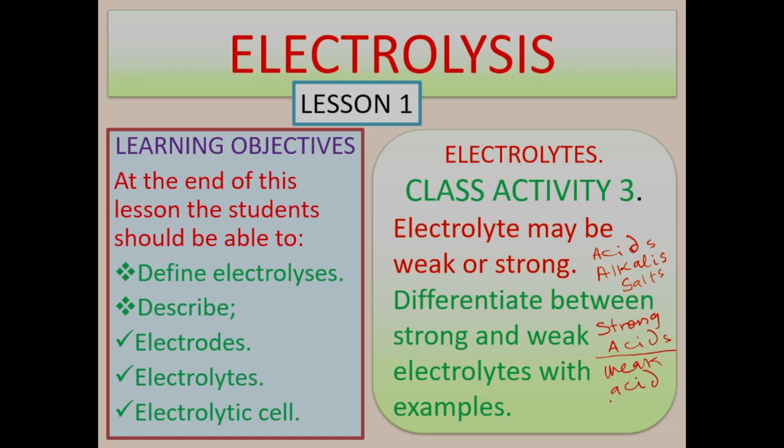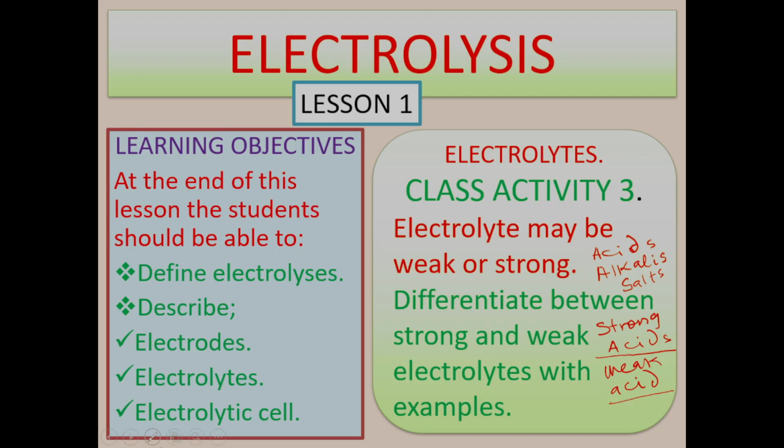Then when we come to weak acids, they are acids that ionize partially in water. Then let's relate it to electrolytes. Weak electrolytes are electrolytes that ionize partially when you pass electric current through the aqueous or molten form. So that is the difference between strong and weak electrolytes.